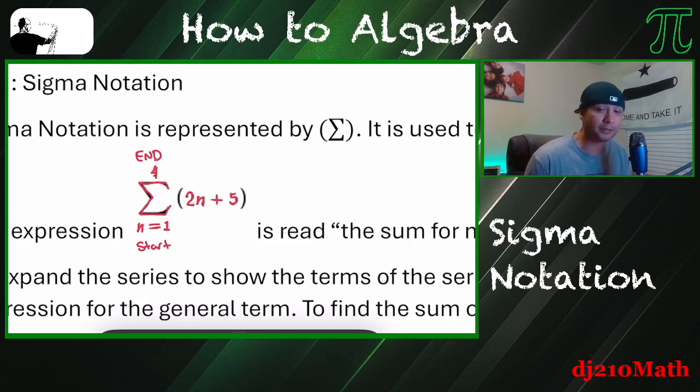Now, some textbooks or other teachers may use another letter other than n. So we'll be using n, but you could use i, j, I've even seen k. Whatever variable is utilized, right? So for the purpose of these videos, we're going to be using n. So when n is 1, all the way to n is 4, of 2n plus 5, right? The sum of all those added together. So this, in the end, will equal a number, right? Some value.